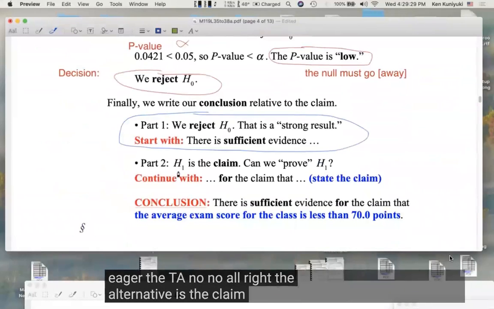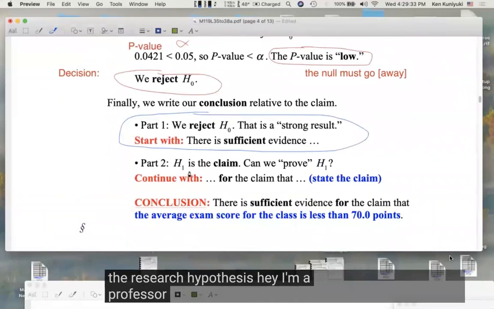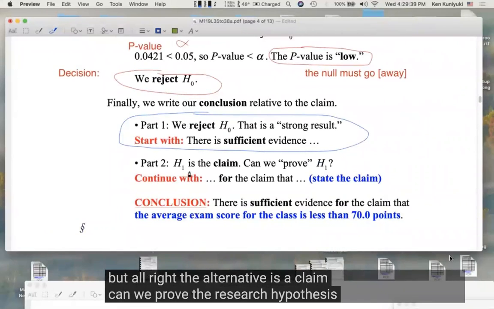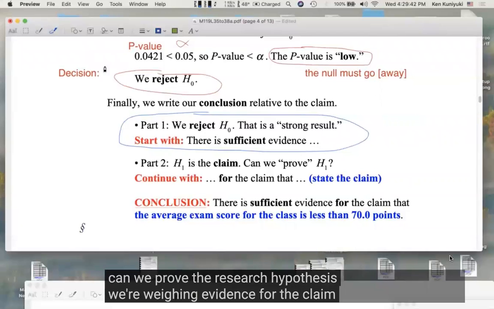The alternative is the claim. So it's like the research hypothesis. Hey, I'm a professor. I do research, right? I don't, but all right. The alternative is the claim. Can we prove the research hypothesis? We're weighing evidence for the claim.